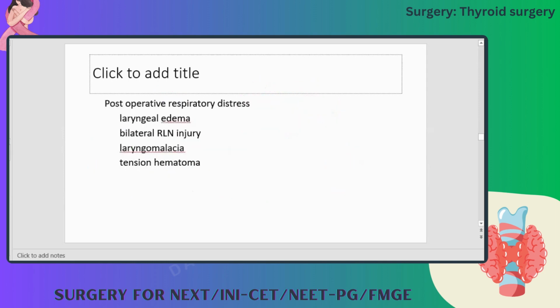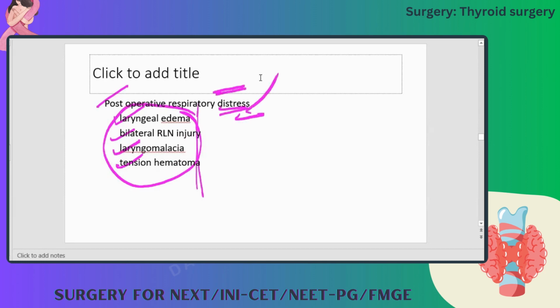Post-operative respiratory distress because of bilateral injury or laryngeal edema. Once you remove the gland, there will be huge edema, or the larynx will become weak, known as laryngomalacia. There may be a tension hematoma. All these reasons will cause post-operative respiratory distress in a patient with thyroid surgery.